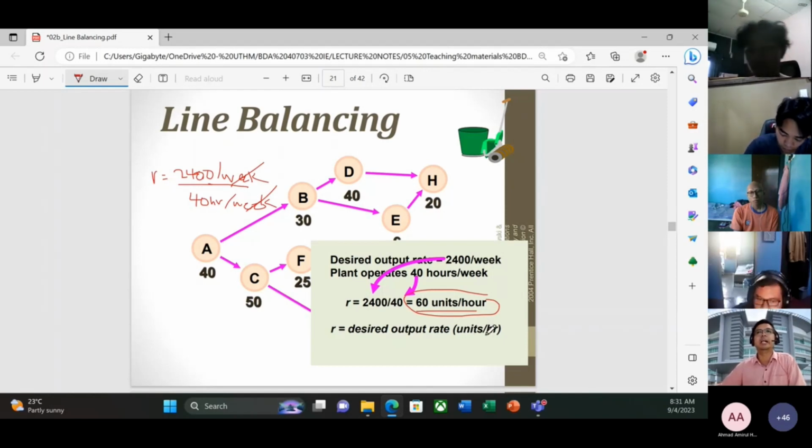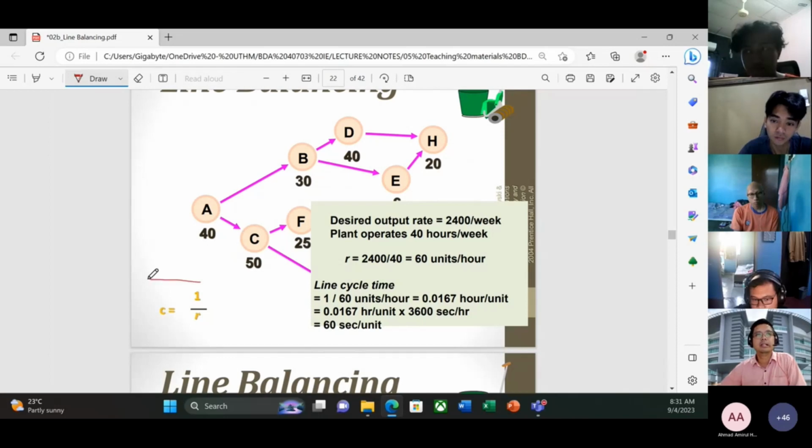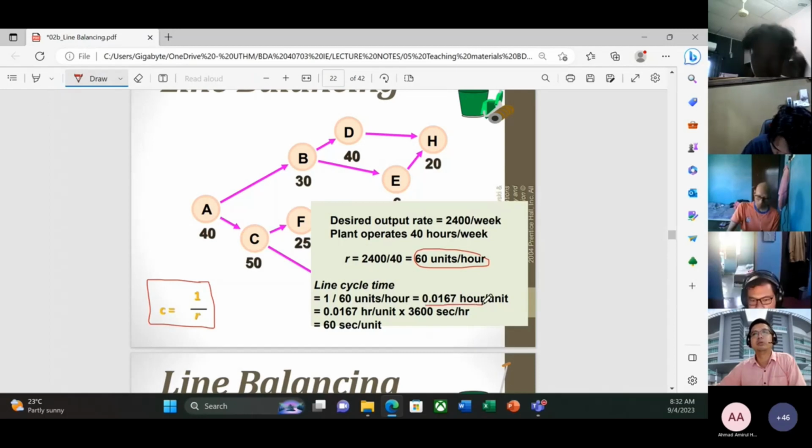So do we need to find the answer in hours, or in seconds for the line balancing? Let us look at the next step. This is our formula, cycle time equals 1 divided by R. We have the desired output rate R as 60 units per hour. So 1 divided by 60 units per hour gives 0.0167 hour. Is it correct? Please double check with your calculator. Then convert from hours to seconds: 1 hour has 3,600 seconds. So the hours cancel, and we get the line cycle time of 60 seconds per unit.